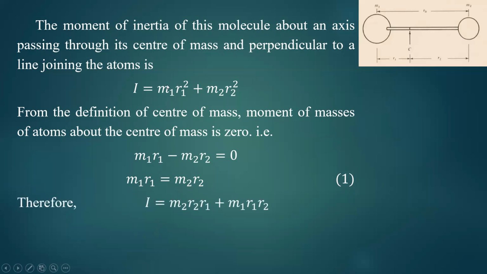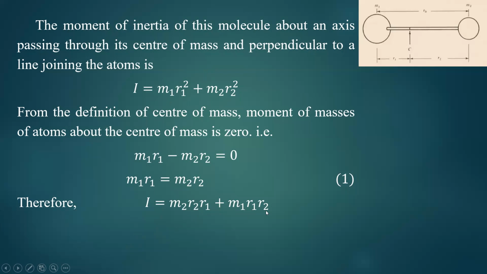Now substitute in the moment of inertia expression. Substitute for m1 r1 here, and substitute for m2 r2 here. So I will be equal to m1 r1 square, which can be rewritten as m1 r1 into r1. So m1 r1 is replaced by m2 r2 into r1 as it is, plus m2 r2 is replaced by m1 r1 into r2.